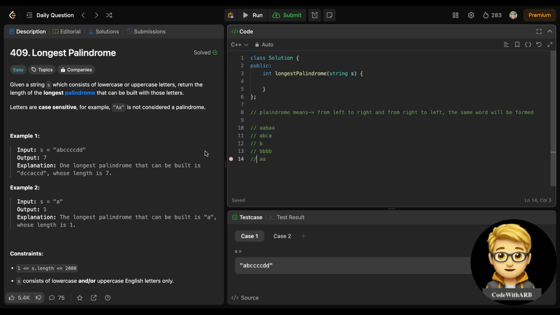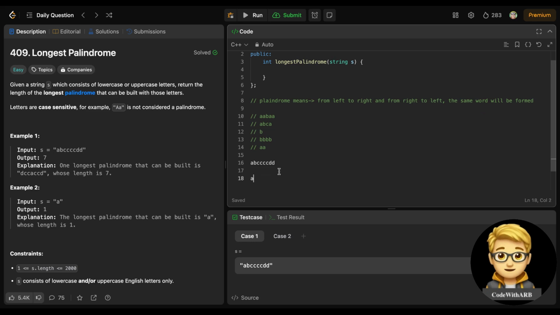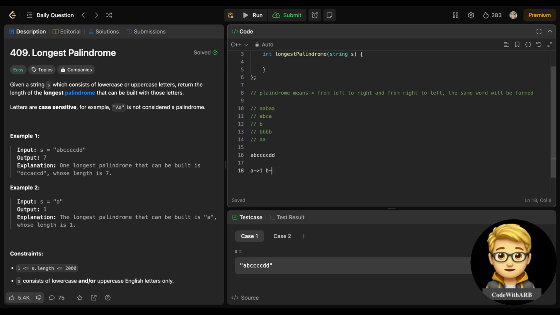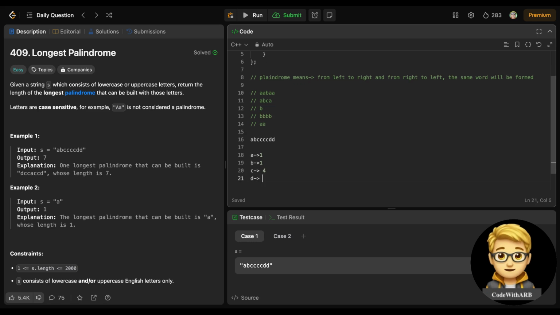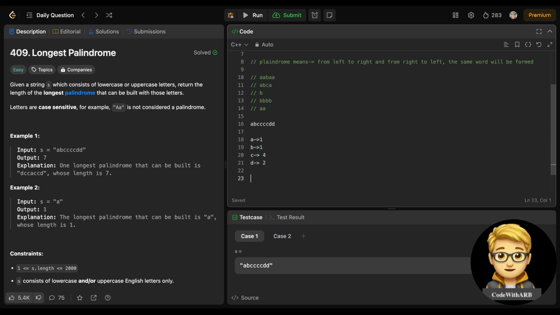So here you see we are given some letters in a string. It can be lowercase or uppercase, both, and we need to find the longest palindrome that can be built with these letters. So what are the conditions? If you see here in this ABCCCCDD, what is the longest length of the palindrome which we can form with these letters? A is present one time, B is present one time, C is present four times, and D is present two times.